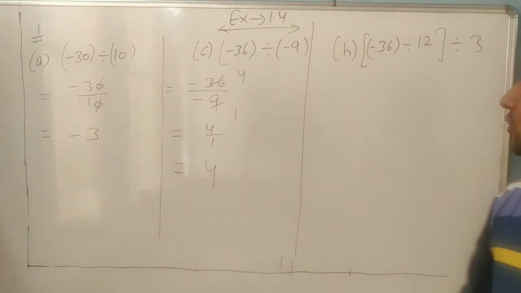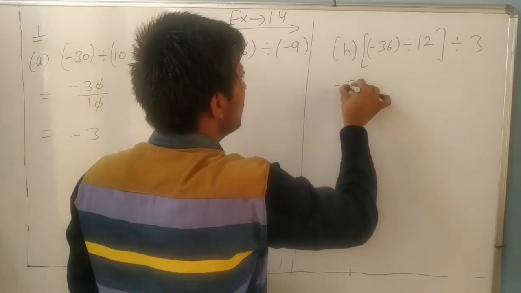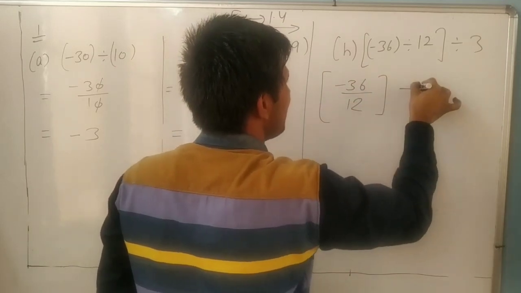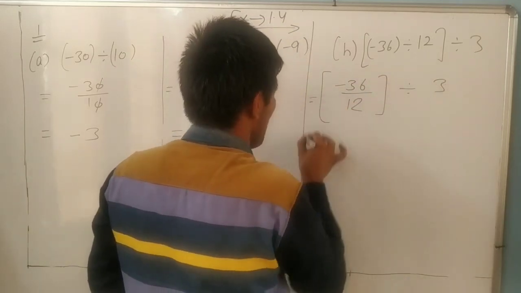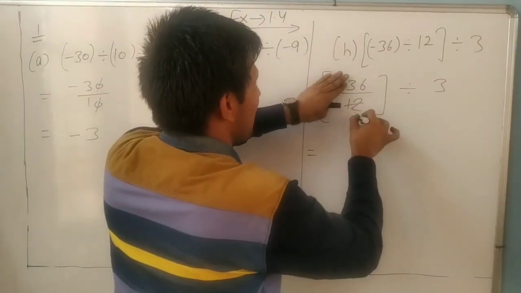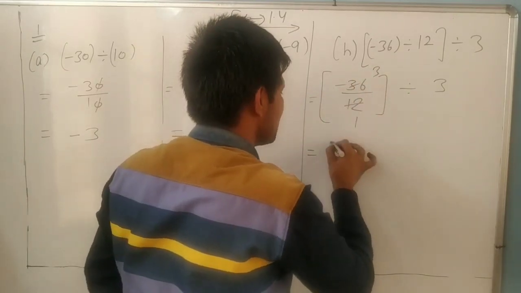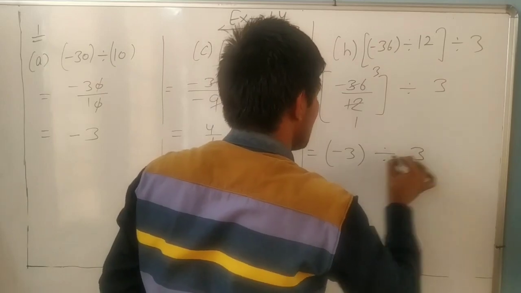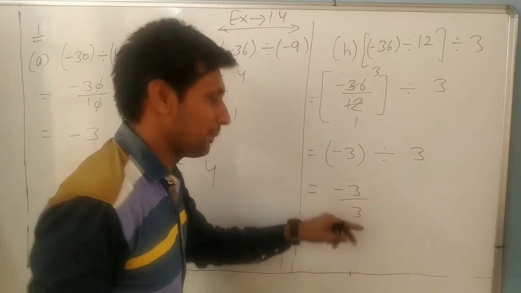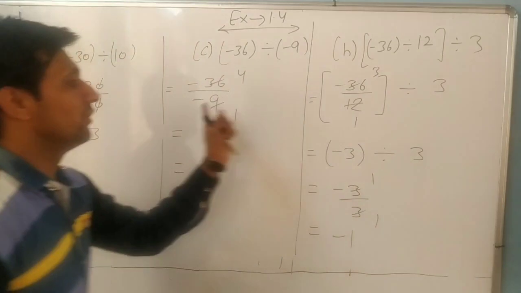Next dear, if there are more than 2 integers, how do we divide? No need to be confused, dear. What will we do? Negative divided by 12, and we will write it like this, and divided by 3. Everyone knows negative and positive: divide 12 by 3 is 4, and one positive, one negative, answer is always negative. Minus 3 divided by 3. Again minus 3 divided by 3. One negative, one positive. Answer is always negative. So it is your answer.